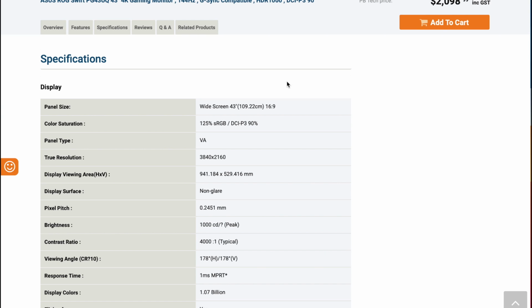Here we can see a monitor that contains about 90% of the DCI P3 color gamut. It's the same as P3, just a different name. However, even though P3 is much better than sRGB, a 100% or about 90% P3 monitor is hard to find, and the price is quite high. As you can see, this monitor has a price of $2,098.